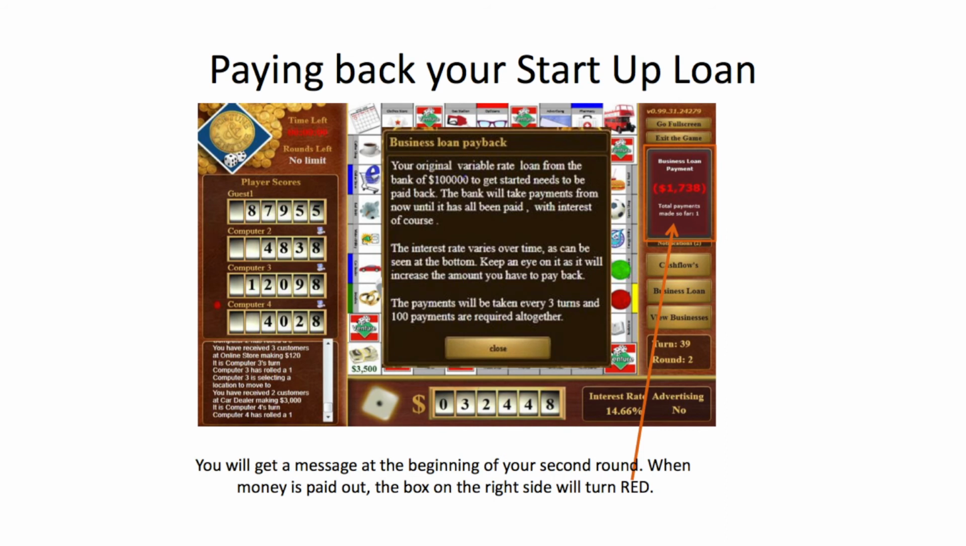Paying back your startup loan. You will get a message at the beginning of your second round. When money is paid out, the box on the right side will turn red.